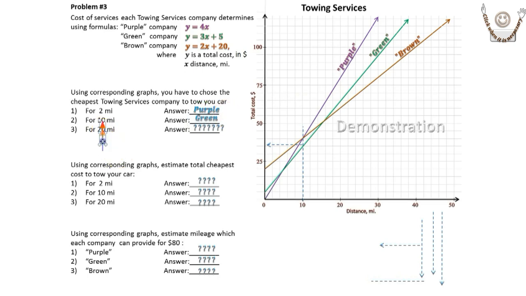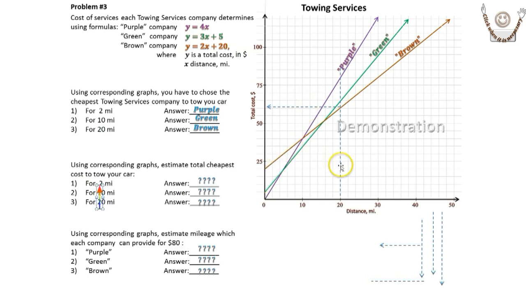Then next would be 20 miles. Okay, let's look into 20 miles. We have to extend to see better. And it's clear that the cheapest would be brown. Now let's move to the next question. Using corresponding graphs, estimate total cheapest cost to tow your car for 2 miles.